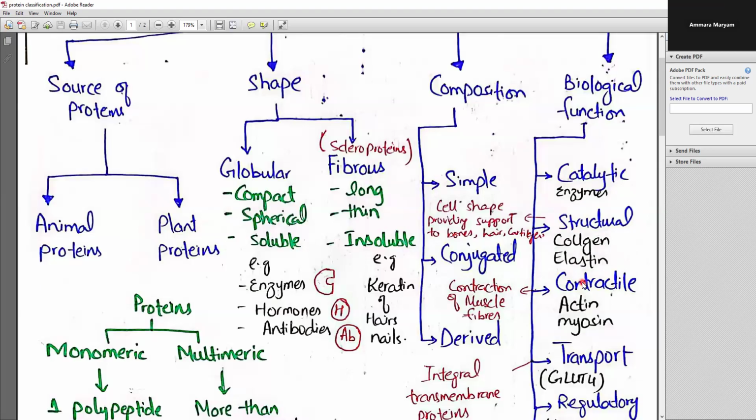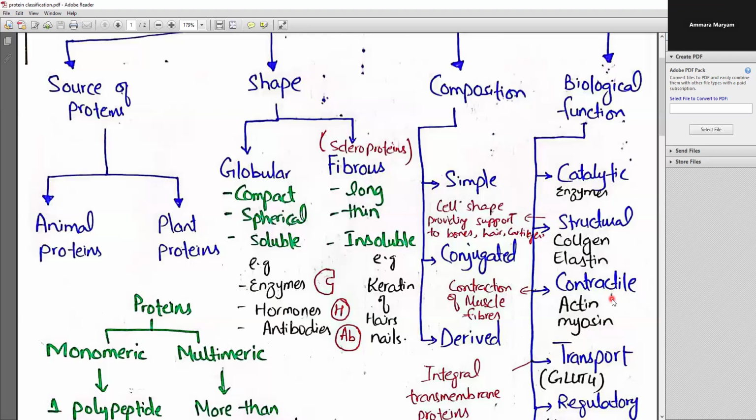And the next group is the contractile proteins. These proteins help in the contraction and relaxation of particular muscles. Those proteins that have a function in the contraction of muscle fibers are categorized under the contractile proteins. Examples of such proteins are actin and myosin of the muscles.